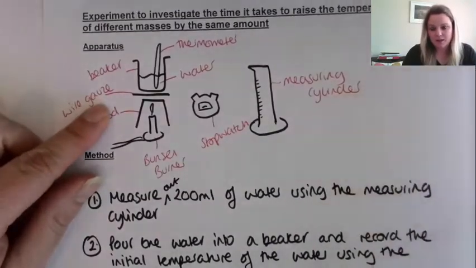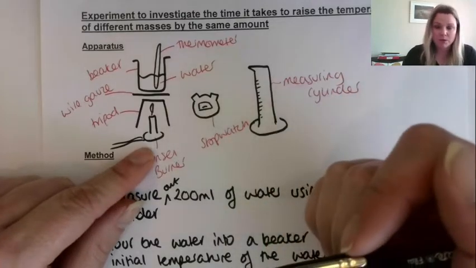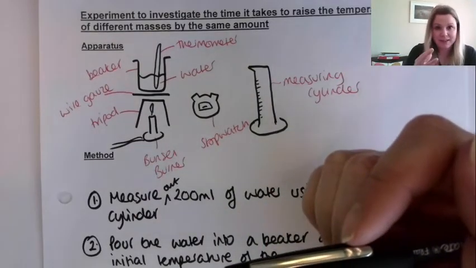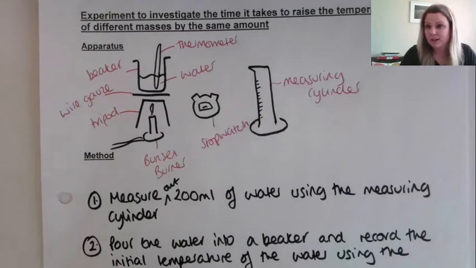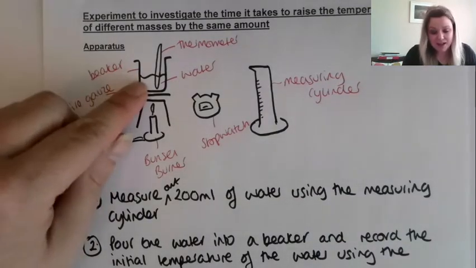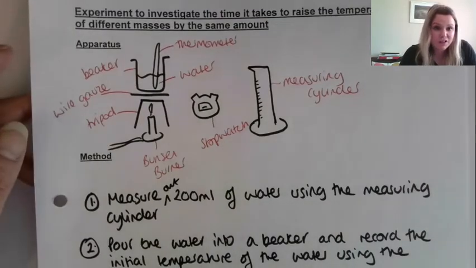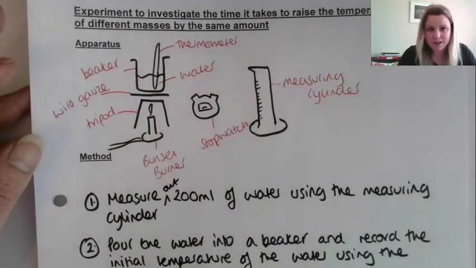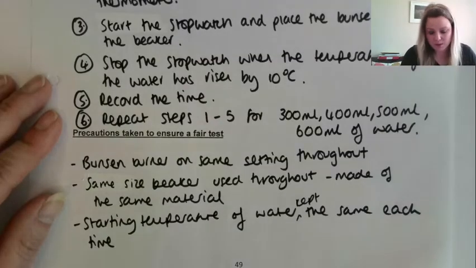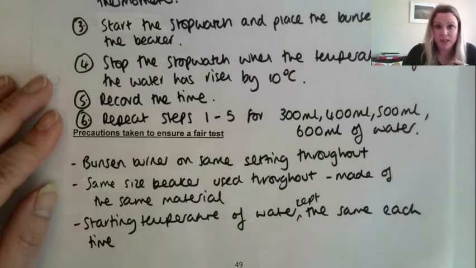So for this setup, it would be having your Bunsen burner on the same setting. So my ring and my hob, I'm going to have that on the same setting. But basically everything else, same size beaker every time, everything has to be exactly the same. Otherwise, there's some other factor that might affect your results other than the mass of the water, and then you don't know why it's happened like that. Okay, so here's mine. If you've thought of any others, put them in too.